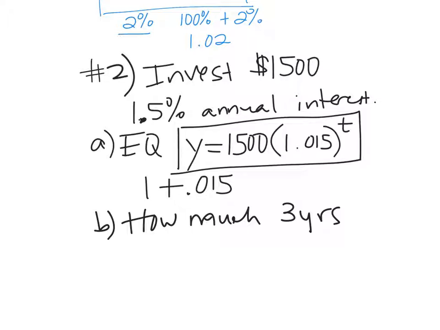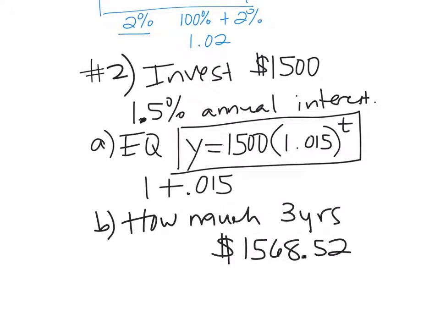So you're going to go to your calculator, and you're going to plug it in. 1,500 times 1.015 to the third power. Enter. All right, we are talking about money here, so make sure you round to 2 decimal places. So it's $1,568 and about 52 cents.